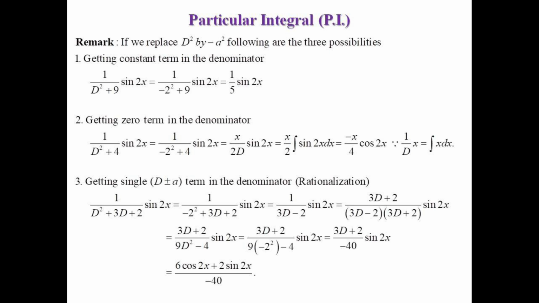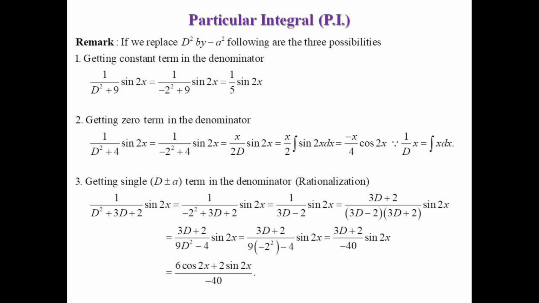Here is the example: 1 upon D square plus 9, into sine of 2x. If we replace D square by minus a square, the value of a is 2. Then if we replace D square by minus 2 square, the final answer is 1 upon 5, that means 1 upon 5 into sine of 2x. That means when we replace D square by minus a square, we get a constant term in the denominator and the final value of the particular integral, and that is the end of the example.